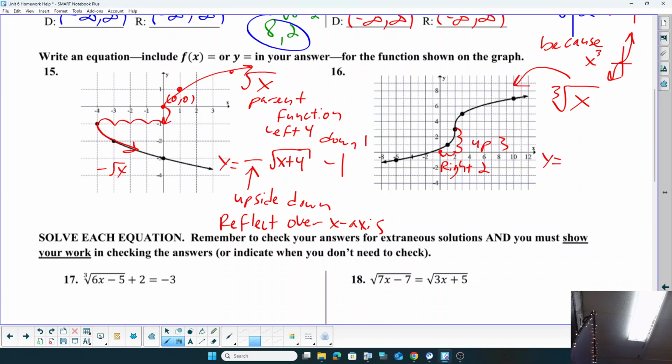So we have y equals the third root of x, up 3. And then don't forget the right 2. But what does right 2 actually look like? It's actually the opposite. You think right 2 is plus 2, but it's actually minus 2. There we go. But what is it launching? Well, it's going over 1, up 2. So because it's going over 1 and up 2, it probably has a 2 in the front.